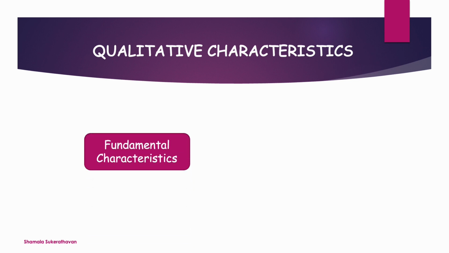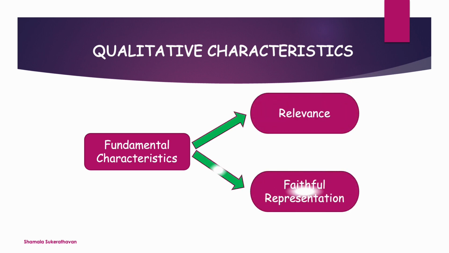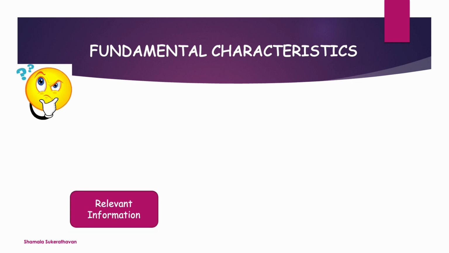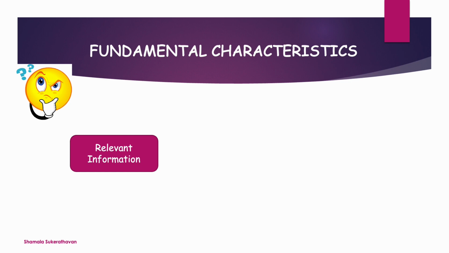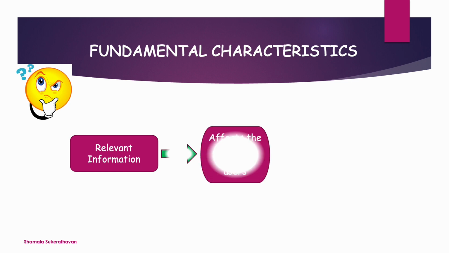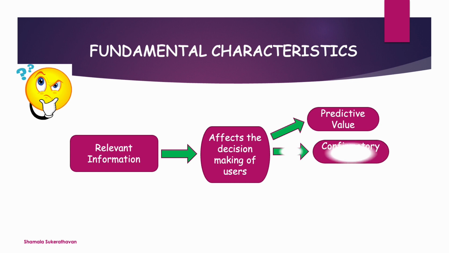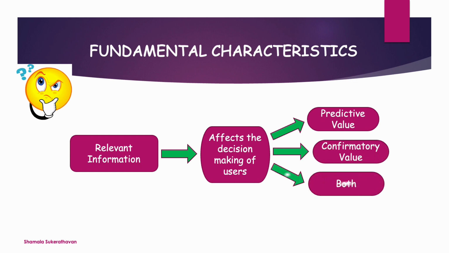Included under fundamental characteristics are relevance, and the other is faithful representation. Question: how do we determine if information is relevant? Information is relevant if it's capable of making a difference in the decisions made by users. Thus, for information to be relevant, it should have either predictive value, confirmatory value, or both.